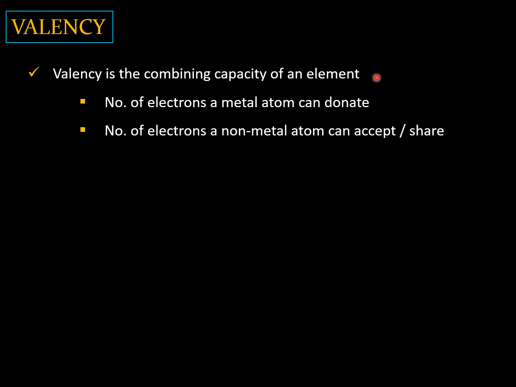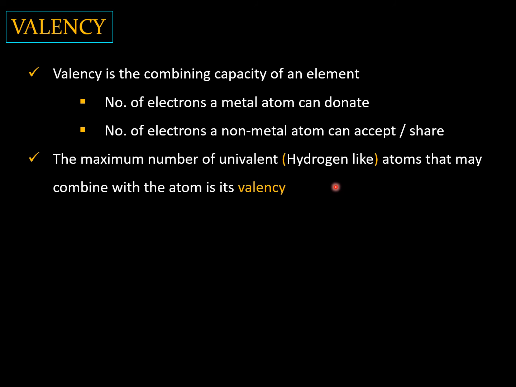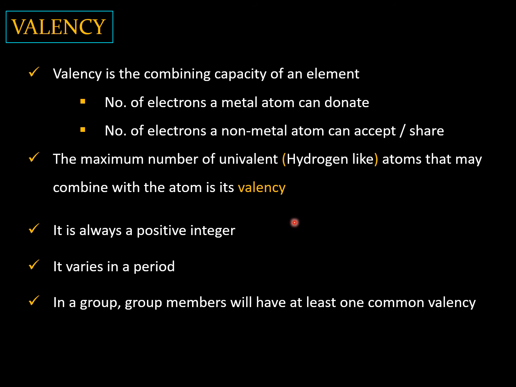Valency is the combining capacity of an element. For a metal, it is the number of electrons it can donate, and for a non-metal, it is the number of electrons it can accept or share. Another alternative definition for valency is the maximum number of univalent atoms that may combine with the atom. Valency is always a positive integer. It varies in a period. In a group, group members will have at least one common valency.